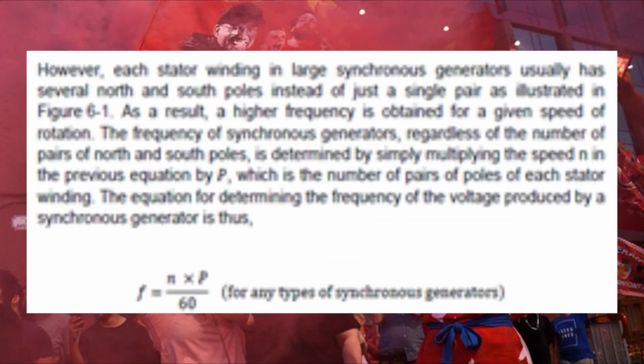However, each stator winding in a large synchronous generator usually has several north and south poles instead of just a single pair. The frequency of a generator, regardless of the number of pairs of north and south poles, is determined by simplifying the speed and the previous equation.